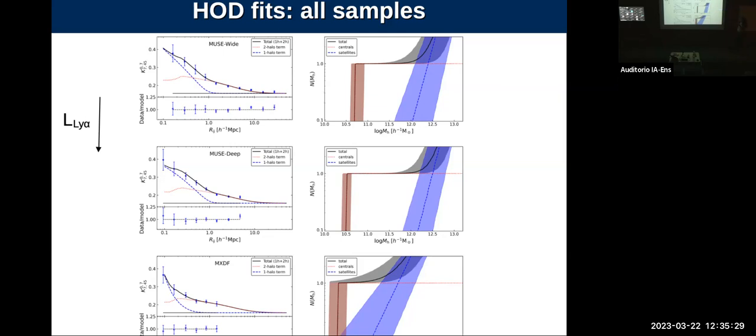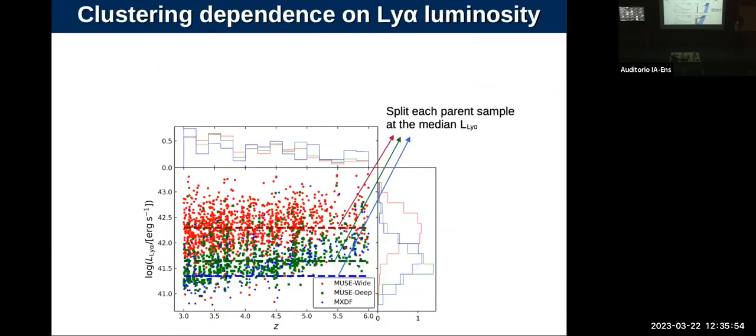And on the right, you see something quite interesting. You see that the fainter we go in Lyman-alpha luminosity, the more to the left these HODs are being shifted. So this means that the fainter your population is, the smaller the dark matter halo masses needed to host a central galaxy or a satellite galaxy become. So it seems that there is some clustering dependence on Lyman-alpha luminosity. There is at least some change depending on the luminosity of your survey.